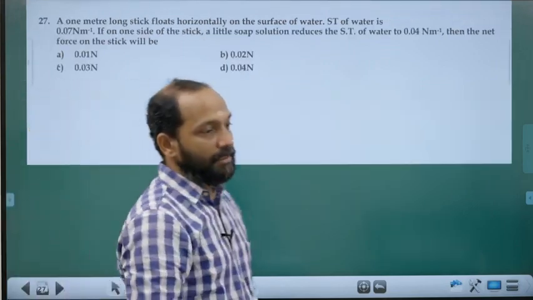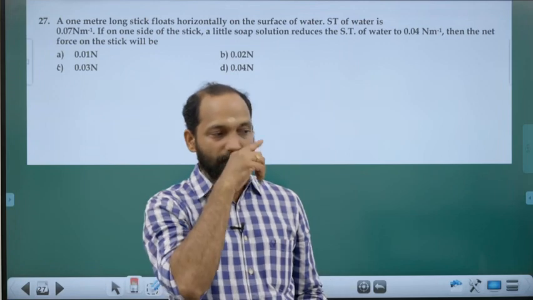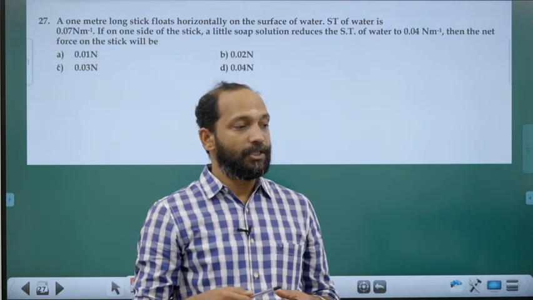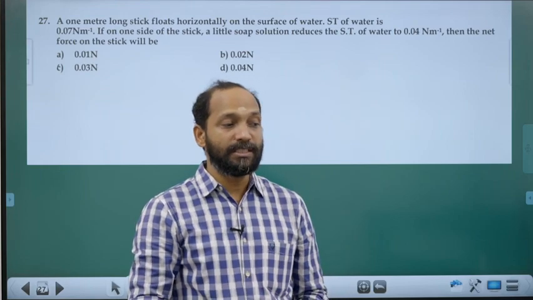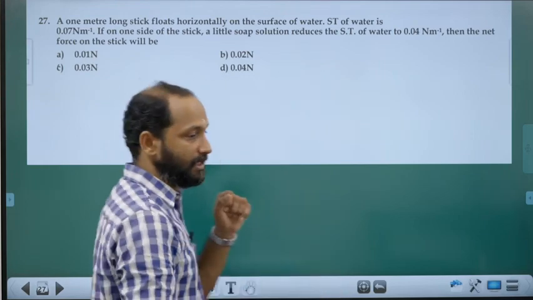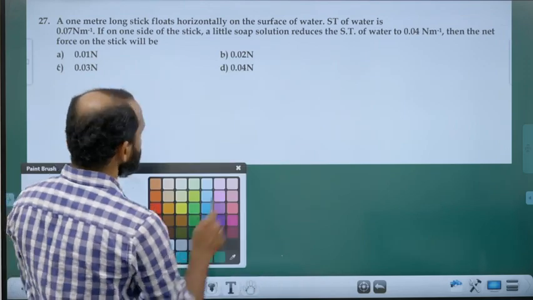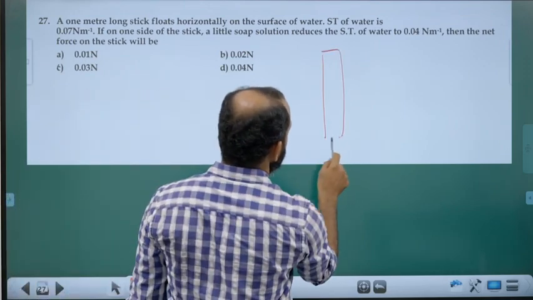27th one. A 1 meter long stick floats horizontally on the surface of water. Surface tension is given. On one side of the stick, soap solution reduces the surface tension. Then find the net force on the stick. The problem comes out to be like this. You can listen here. Here is that stick.